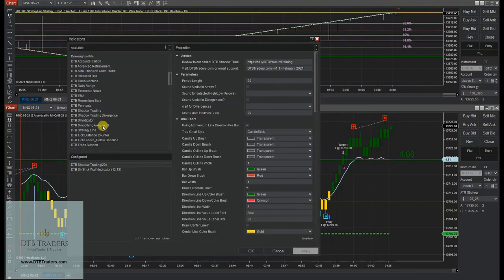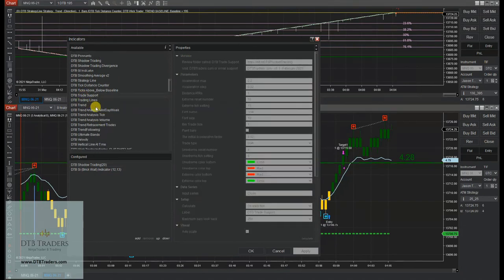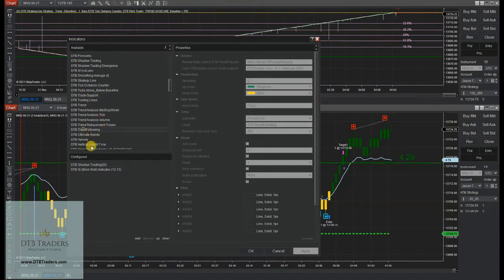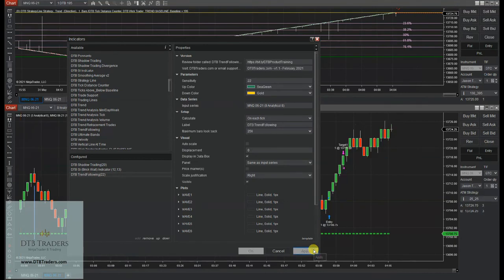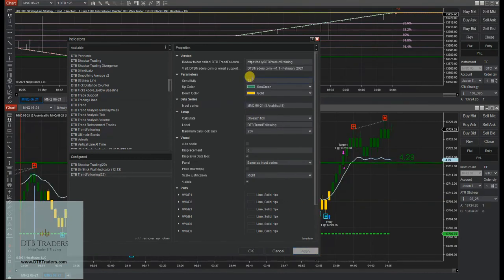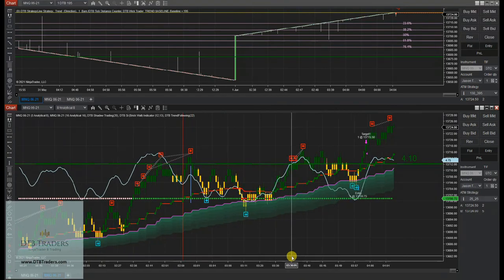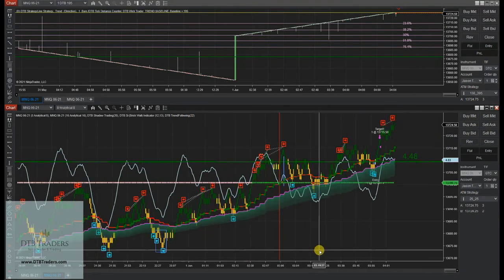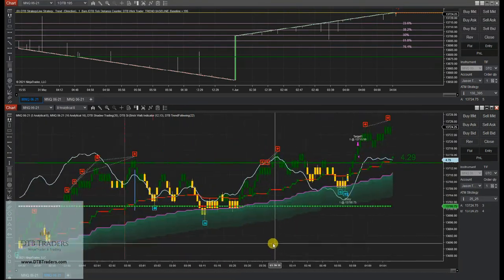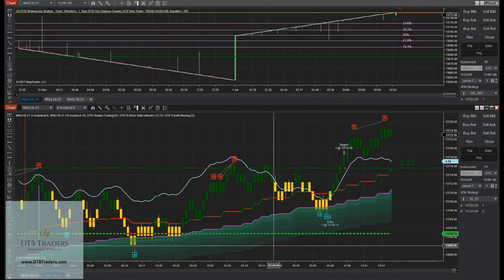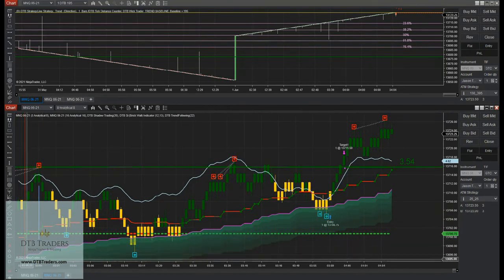And then instead of adding the ultimate bands, let's have a look at the trend following. Trend following is going to draw us the support and resistance bands below price. So that's another really cool indicator to use, and that's basically going to give us the current support of price.